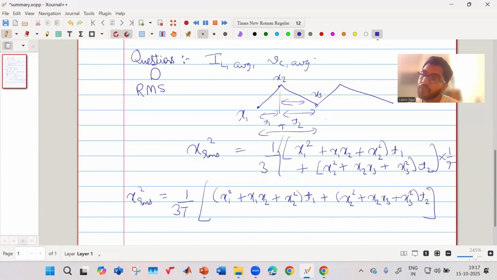RMS question can be asked for your inductor current. You can find the RMS, the question also can come. Okay.